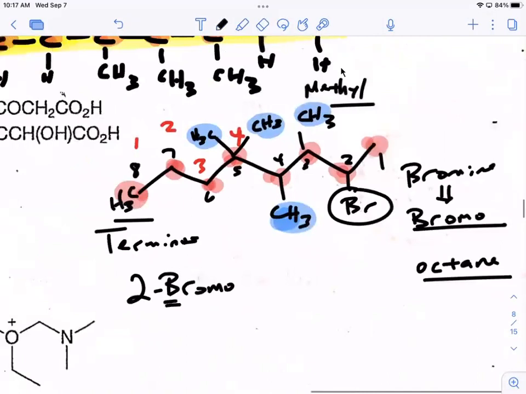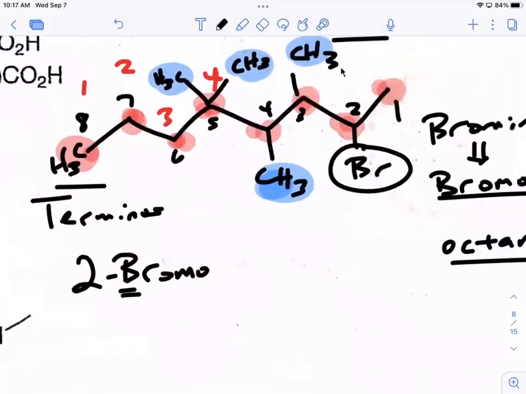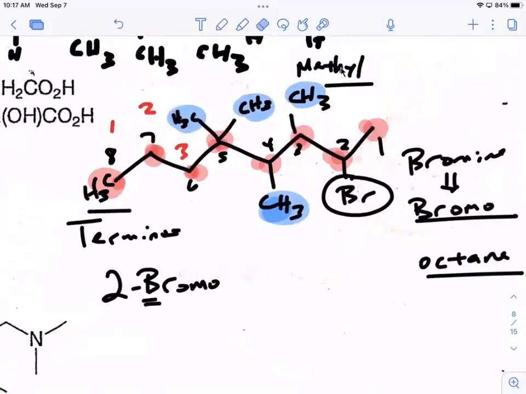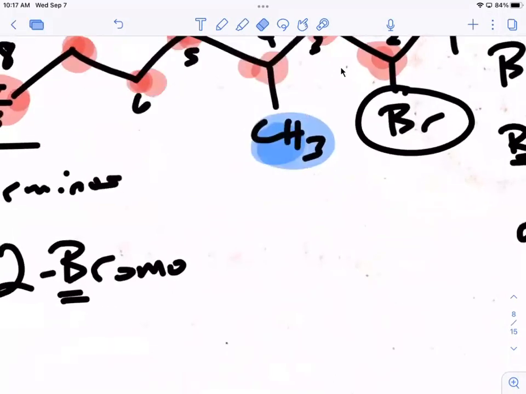So where are my methyls located? 3, 4, and 5. Okay. How many are on 5? 2. Okay. So since both of those are independent, I'm not going to put 3, 4, 5. I'm going to put 3, 4, 5, 5 because there are 2 groups on 5. So I'm going to number that like so. 3, 4, 5, 5.